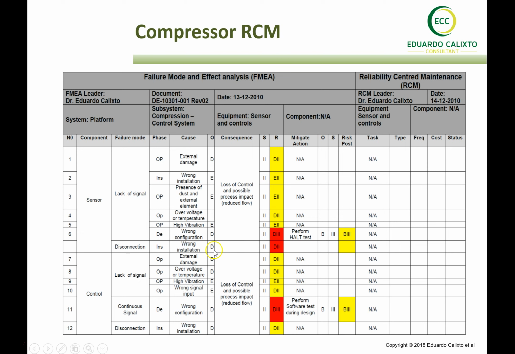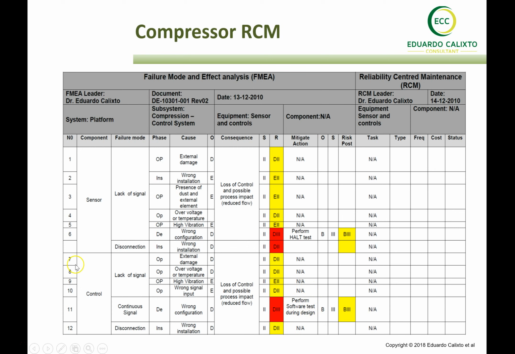Okay, and disconnection again is a wrong installation. We need to look at it. It's critical. And for wrong installation, of course, we need to have a procedure to install the compressor, to install the sensor parts of the compressor. The control also has a continual signal as a failure mode here, caused by wrong configuration. Again, that's a design issue. So here we need to perform software tests during the design.